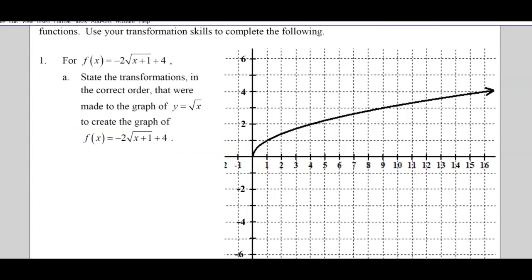So we want to look at, so this is our base graph. Anything in front of that, any factor, would be a stretch, maybe a reflection vertically. Any coefficient of x would be a stretch horizontally. Anything added to x would be a horizontal translation. Anything added outside would be a vertical. So this has a 1, so there's no horizontal stretch.